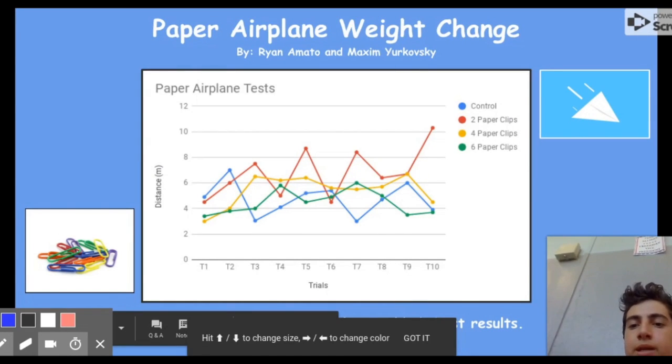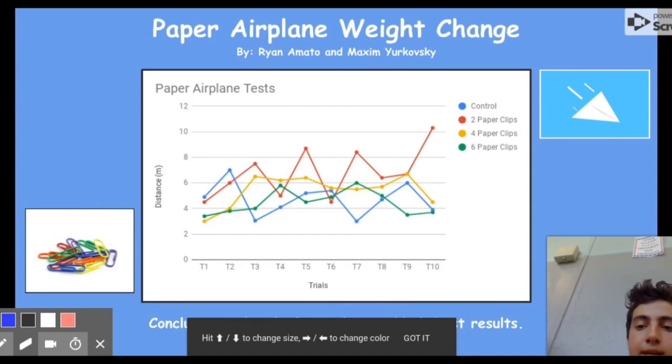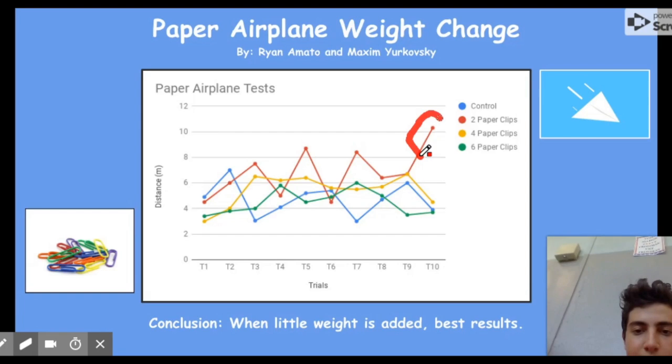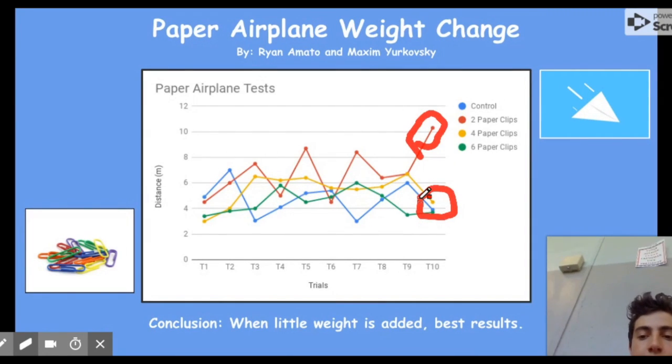We tested our paper airplane by adding paper clips to increase its weight. As you can see by our graph, the trial that worked the best was the one when we added only 2 paper clips to our model. Unfortunately, that was the least consistent trial. On the other hand, the most consistent trial was the one where we added 4 paper clips, and it did go higher than the other 2.